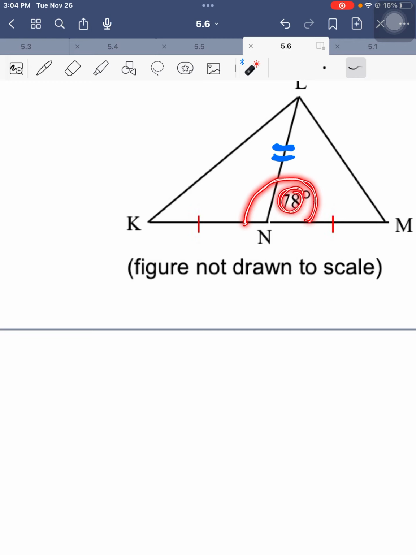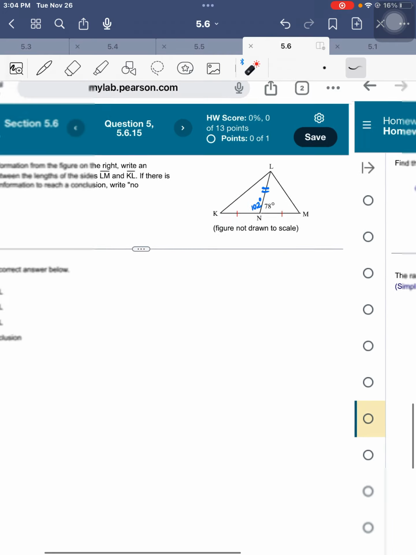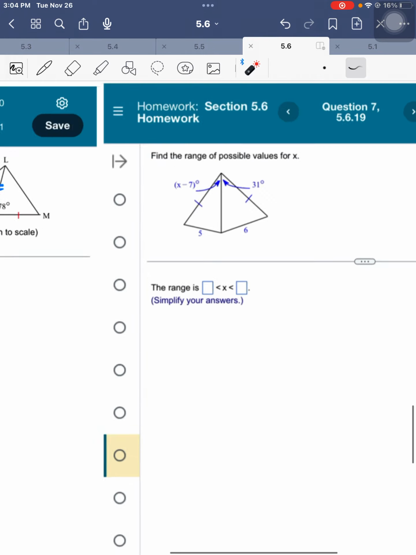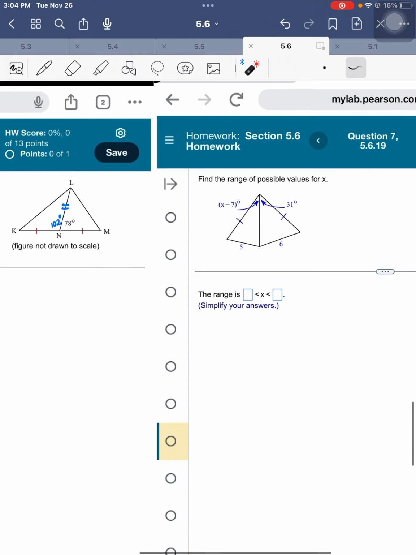This angle, if we use the linear pair theorem, it would just be 180 minus 78, which would give us this side, which is 102. So now which side is longer? KL or LN or LM? It's KL. So you're going to pick LM is less than KL. Okay?